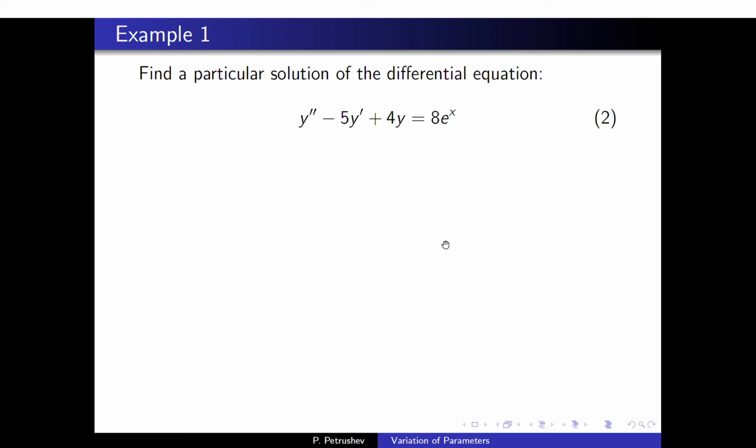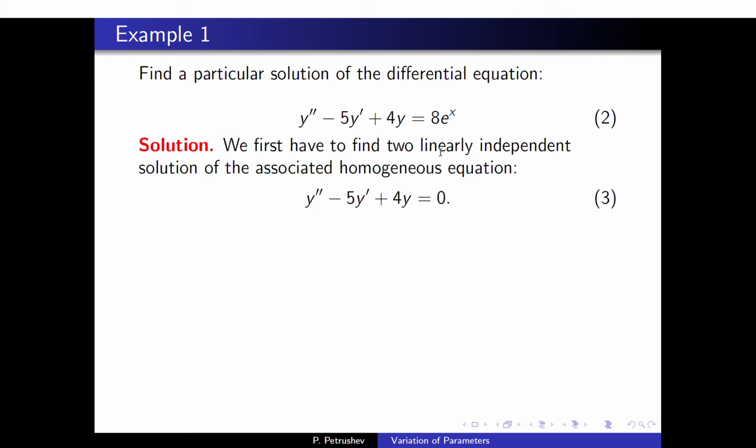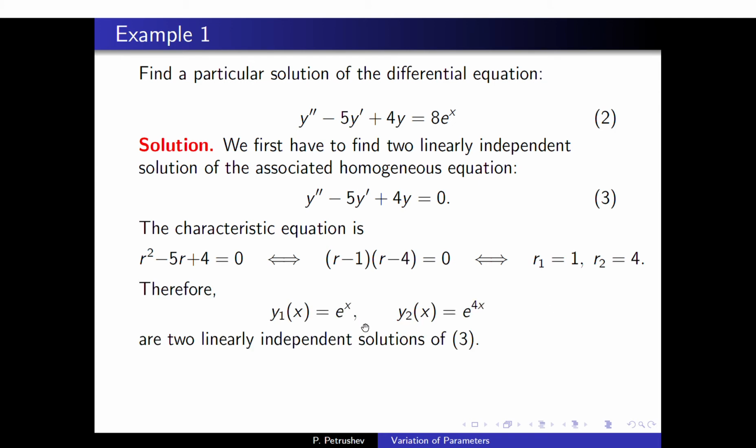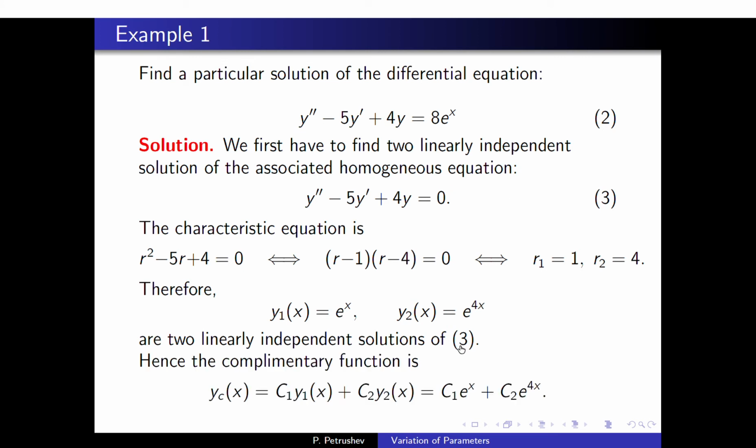In the first example, we have to find a particular solution of this equation. The first step is to solve the associated homogeneous equation. The characteristic equation is of this form. It's easy to factor, so we have two roots, 1 and 4. Therefore, e to the power x and e to the power 4x are two linearly independent solutions of the homogeneous equation. Therefore, the complementary function is given by this formula.